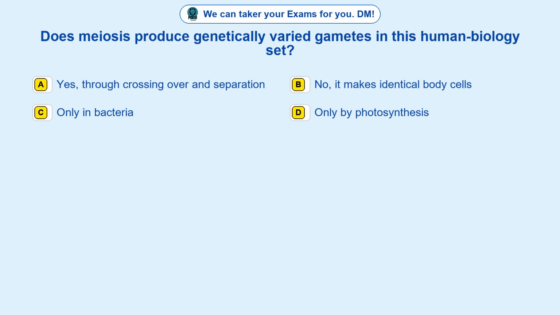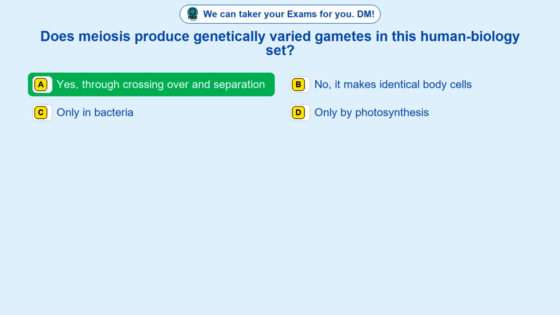Question 16. Does meiosis produce genetically varied gametes in this human biology set? Option A. Yes, through crossing over and separation. Option B. No, it makes identical body cells. Option C. Only in bacteria. Option D. Only by photosynthesis.